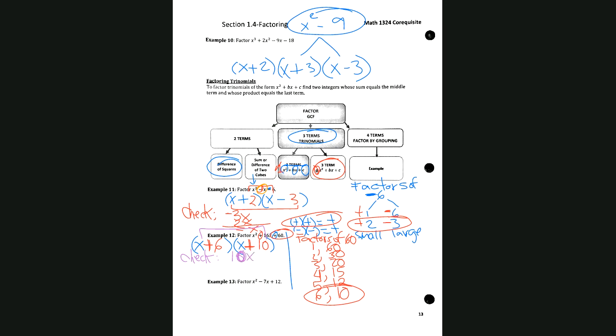And then positive 6 times positive x will be positive 6x. If we add them, we will get positive 16x, which is what we had here. So that is the correct factorization for that polynomial.